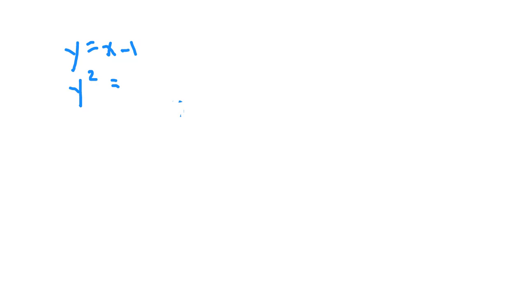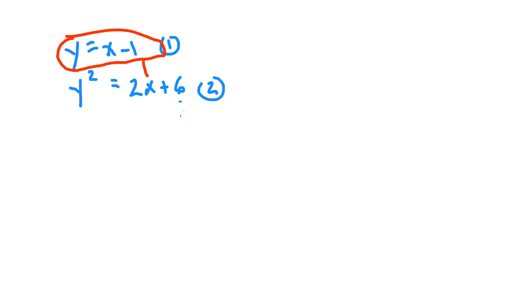Let me move that back here. Okay, y squared equals 2x plus 6. So you have equation 1 and equation 2. You can take y equals x minus 1 and substitute it in for the y in the second equation. I'm sorry, I said that wrong, I went too fast. Y equals x minus 1 gets substituted here for that y in the second equation.